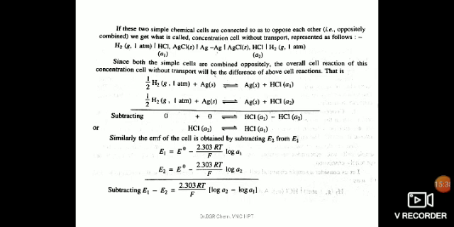Similarly, the EMF of the cell is obtained by subtracting E2 from E1. Cell reactions, equation 2 has been subtracted from equation 1. Like that, EMF also we have taken by subtracting E2 from E1. We have written E1 is equal to E0 minus 2.303 RT by F into log A1, minus E2 is equal to E0 minus 2.303 RT by F into log A2. Subtracting, we get E1 minus E2 is equal to 2.303 RT by F into log of A2 minus log of A1.